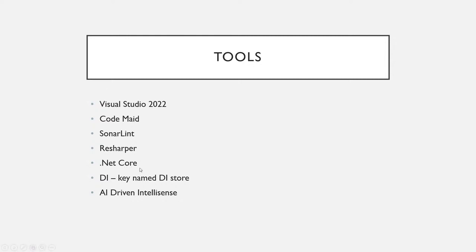So .NET Core is multi-platform. There are a lot of features in the .NET Core platform that help you to write cleaner code. The syntax is kept up to date. With the latest version, .NET 8, there's a keyed DI store. So with dependency inversion, you can actually have key names in there, so you can pull particular key names out, as mentioned, the AI-driven IntelliSense.